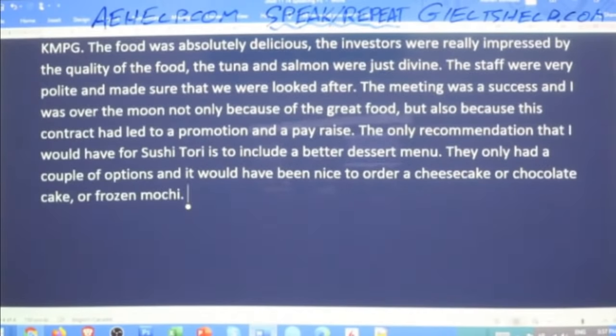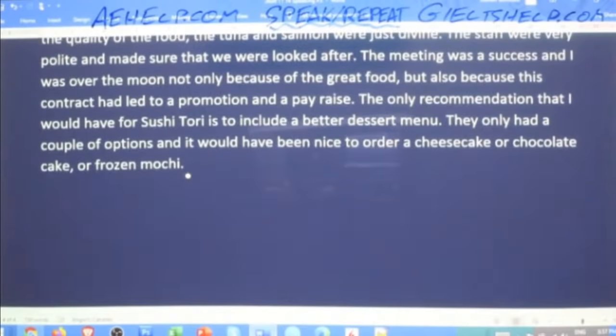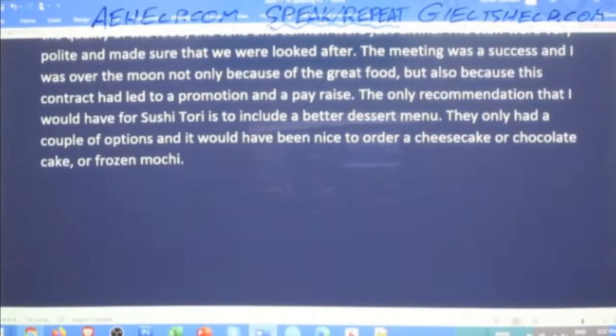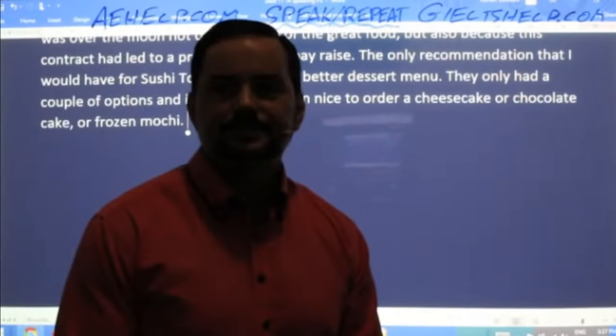The meeting was a success, and I was over the moon, not only because of the great food, but also because this contract had led to a promotion and a pay raise. The only recommendation that I would have for Sushi Tori is to include a better dessert menu. They only had a couple of options, and it would have been nice to order a cheesecake or a chocolate cake or maybe even a frozen mochi.